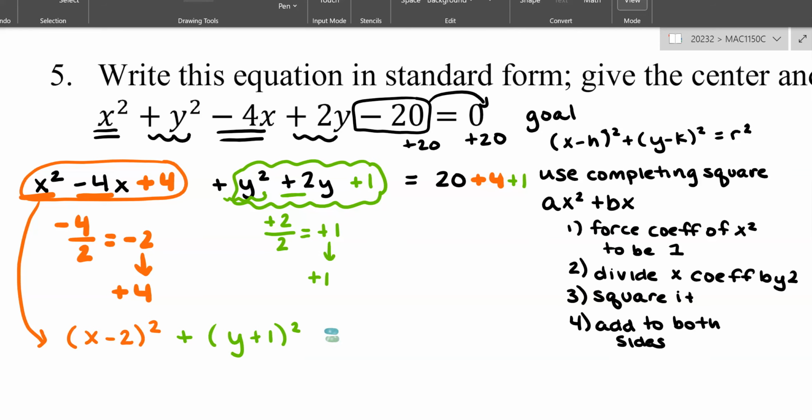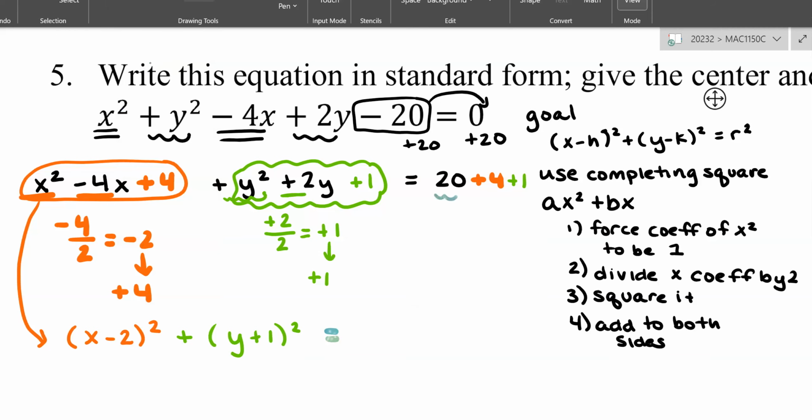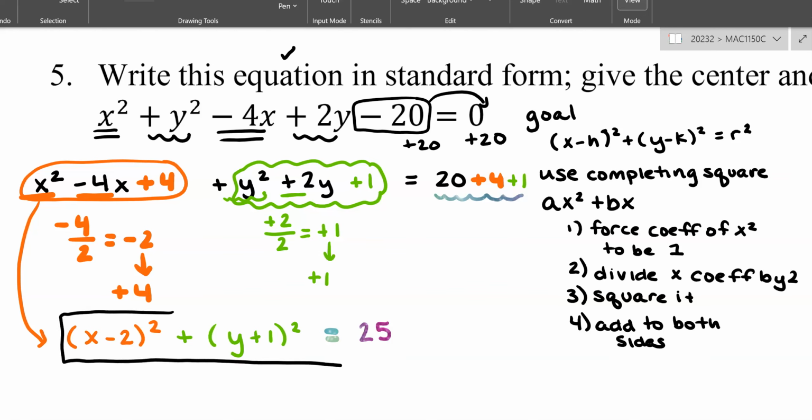And now we've got our equals. Over here, 20 plus 4 plus 1 equals 25. So I wrote the equation in standard form here. I really don't want those lines on there though, so I'm going to erase those lines.